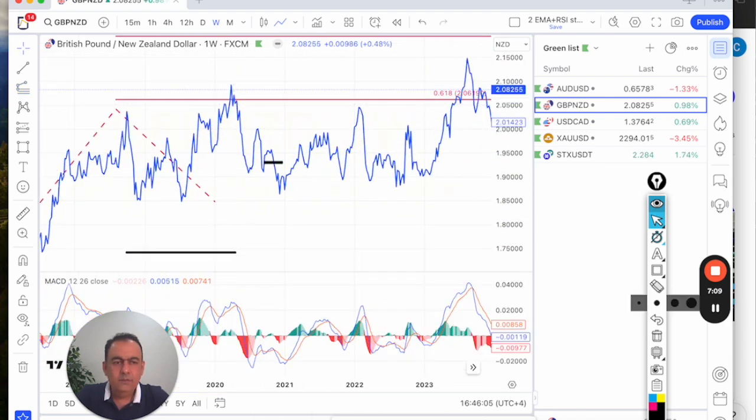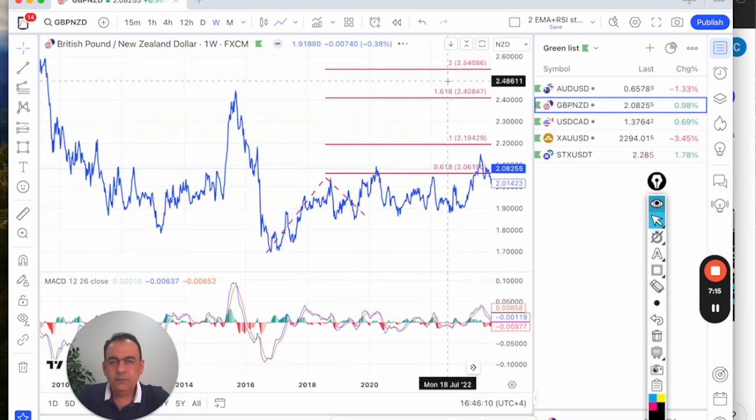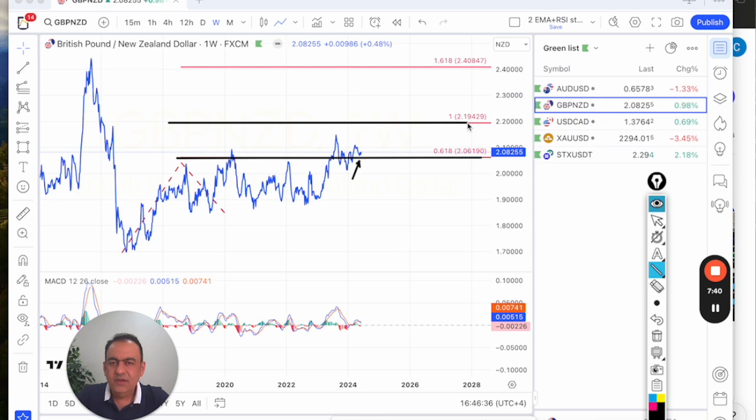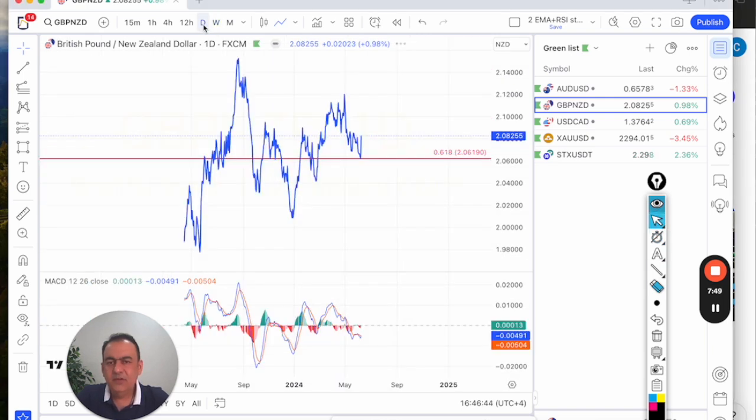Done. So here I'm going to zoom out now. Now if you notice, pound New Zealand buyers managed to take the price higher than the first Fib extension level. So 2.06 is the major level now, and the current price is exactly taking support at this Fib extension level, and the next target in sight is Fibonacci extension 100% of the weekly bullish cycle, the first bullish cycle, so 2.19. Now let's move to the lower time frame, that's daily.